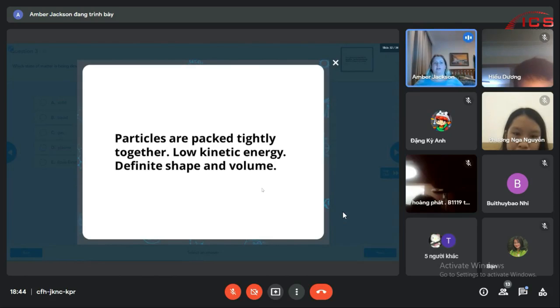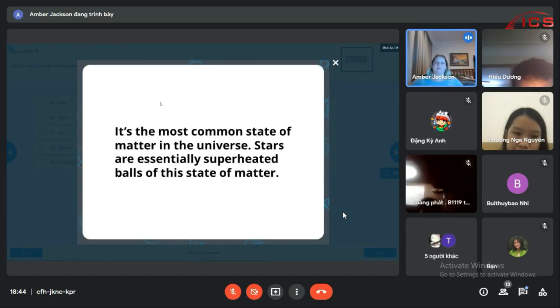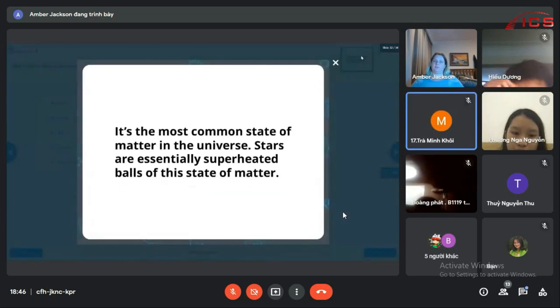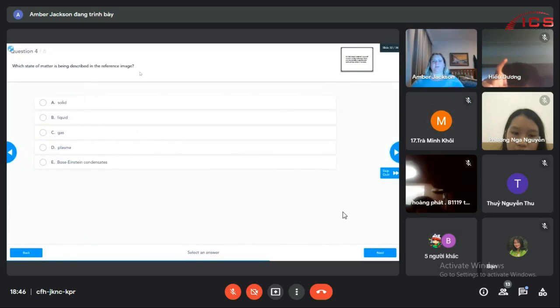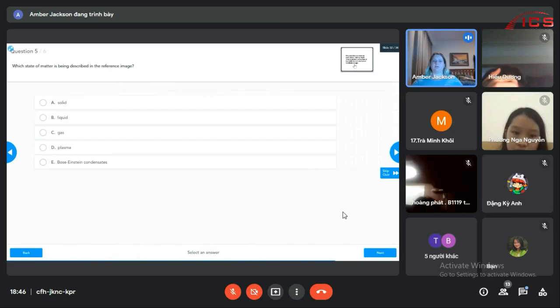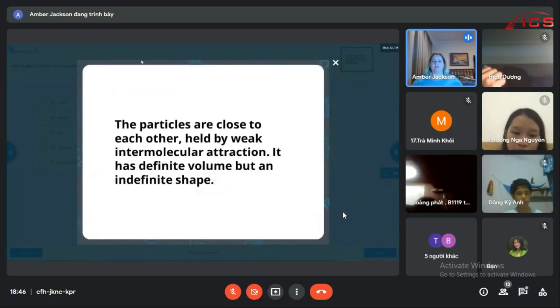Very good. All right. It is the most common state of matter in the universe. Stars are essentially superheated balls of this state of matter. Yanfeng, what do you think the answer is? I think this is plasma. Plasma, very good. All right. Tom, the particles are close to each other, held by weak intermolecular attraction. It has a definite volume, but an indefinite shape. What is it? I think it's liquid. Liquid. Good.